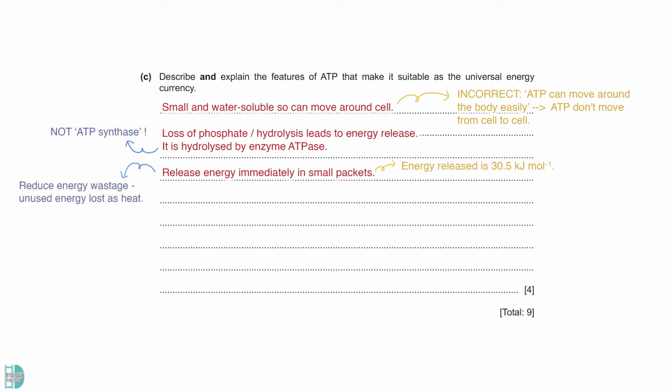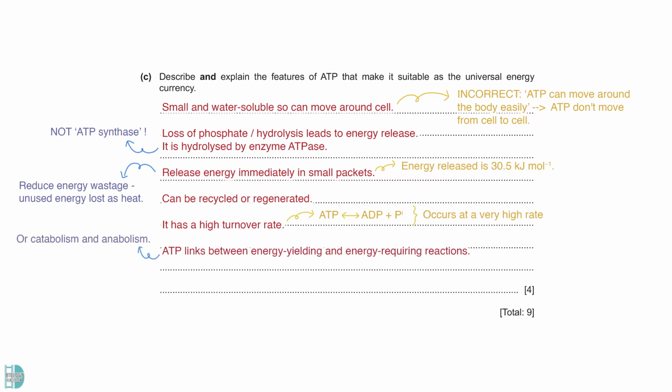Releasing energy in small packets can reduce the wastage of unused energy, which is eventually lost as heat. ATP can be recycled or regenerated rapidly in cells. The rate of conversion between ADP and inorganic phosphate to ATP and vice versa is very high, which we describe as a high turnover rate. ATP links catabolism, the energy-yielding reactions, and anabolism, the energy-requiring reactions. This is because ATP is synthesized during catabolic reactions and used in anabolic reactions.